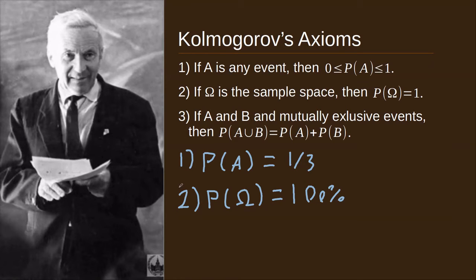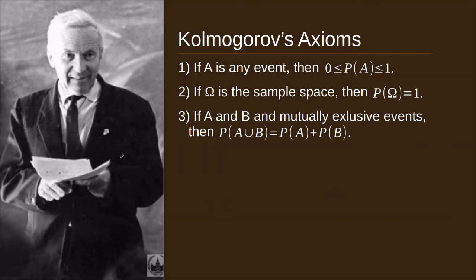And finally, this third axiom posits that two events are mutually exclusive. So before we describe the axiom, we have to say what mutually exclusive means. Let me clear this off. What mutually exclusive means is that two mutually exclusive sets have an intersection which is the null set, or in other words, the two events have nothing in common.